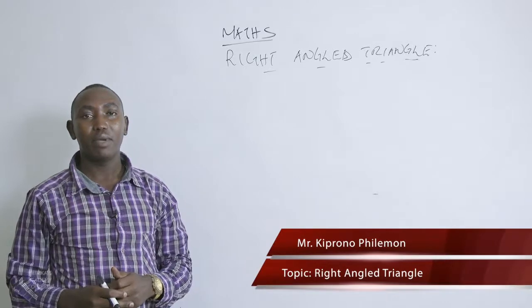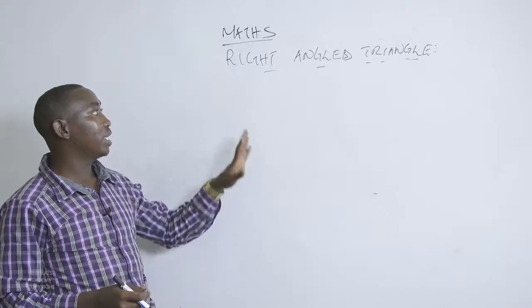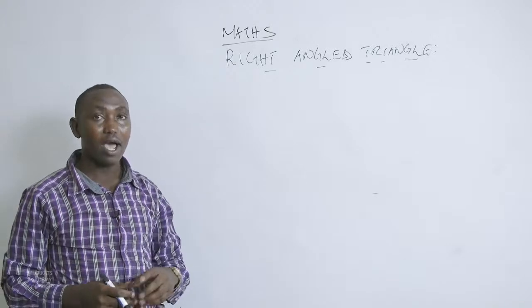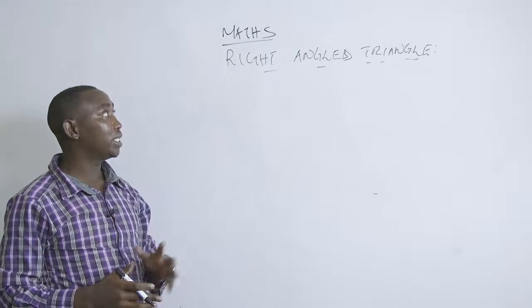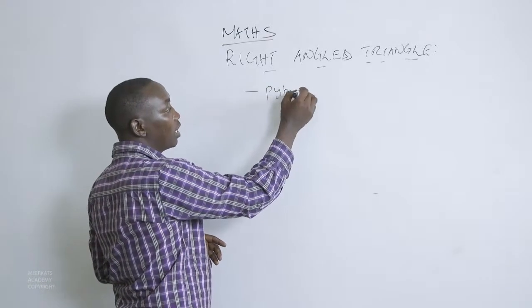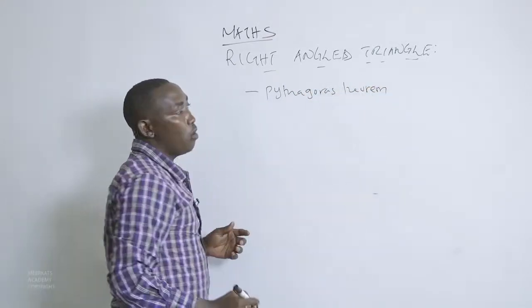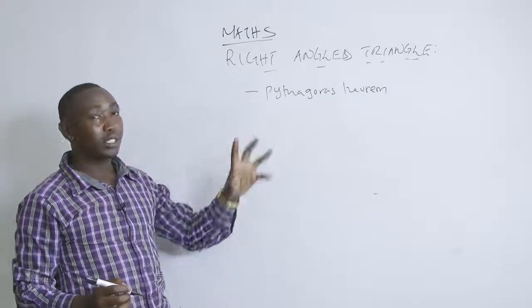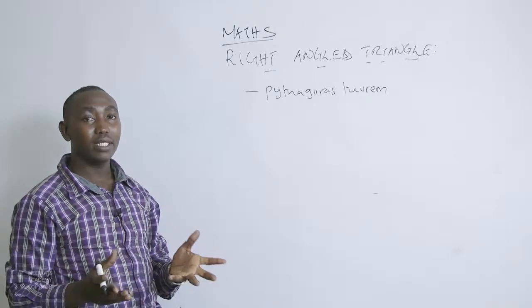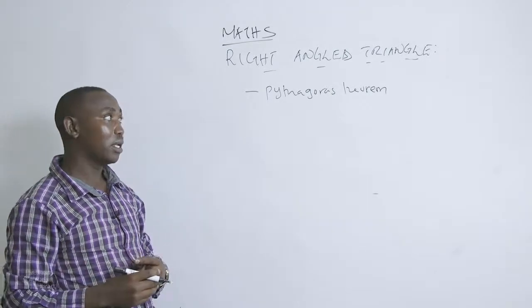Hello and welcome again to our series of mathematics lessons. We have been looking at the topic right-angled triangles. We have been able to look at different subtopics on this particular topic, that is, the Pythagoras theorem. We have seen how this Pythagoras theorem can be used to solve different problems, like getting the different sides of a right-angled triangle, and also in solving 2D and 3D problems.